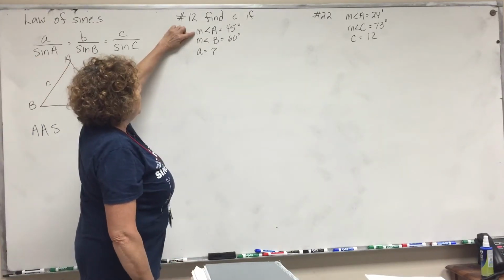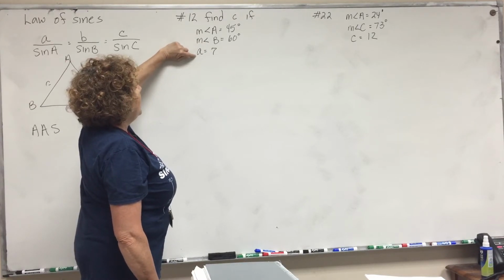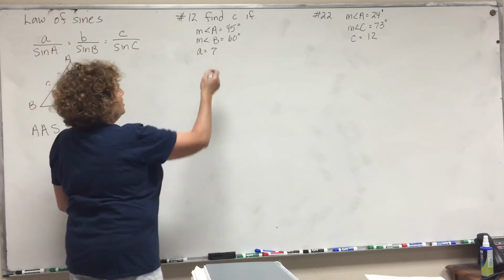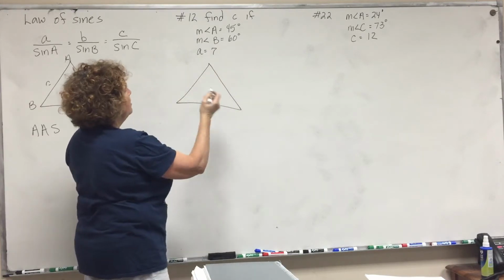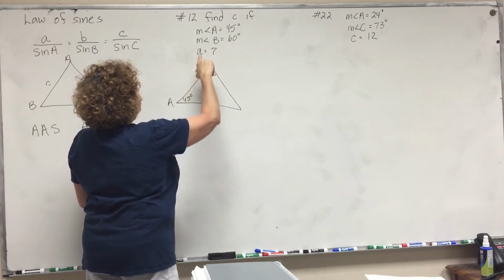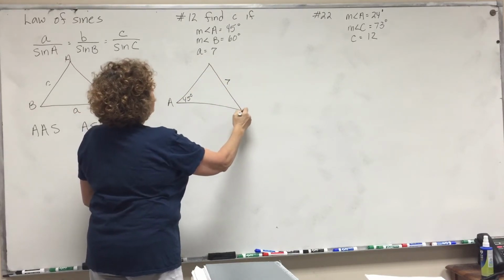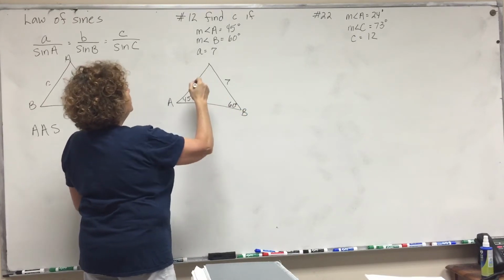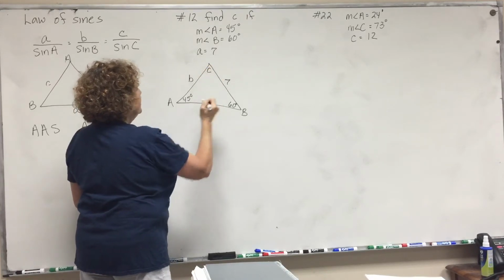The measure of angle A is 45. The measure of angle B is 60. And a is 7. Well, look, we want to find C. They don't even give anything about C, but let's just draw a triangle. Doesn't matter, random old triangle. If you label this A, and this is 45 degrees, then side A is across from it, it's 7. Angle B is 60 degrees, and across from 60 degrees, we don't know, it's little b. So this is angle C, and this is little c.